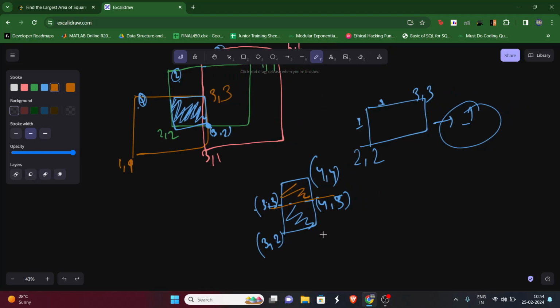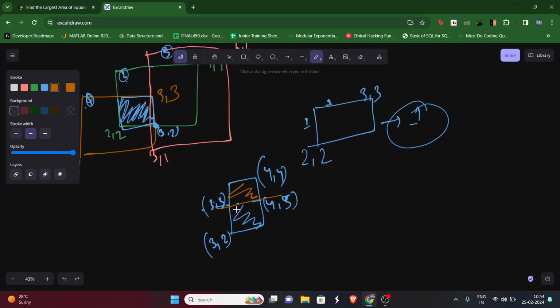So one more important point to note down. If we are given one rectangle, how can we determine what kind of square, or what will be the side of the square? That's very simple. We have two coordinates. One is here and another one is here. If we check for the side, this will be one side length and this will be another side length.